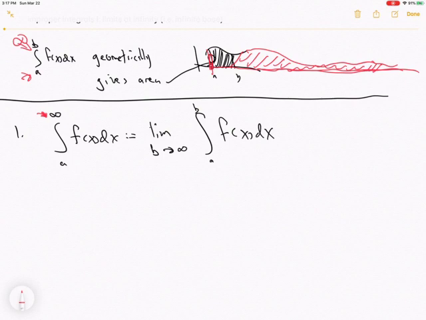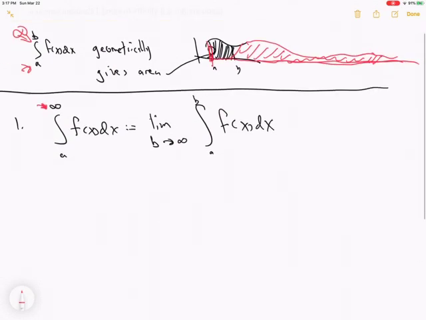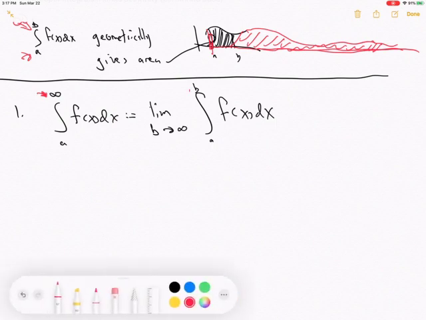You can argue it's sort of like a definite integral because it has these endpoints, but we refer to it as an improper integral because the limit is infinity. So you're just taking the limit as b goes to higher and higher values. That's how you define it.